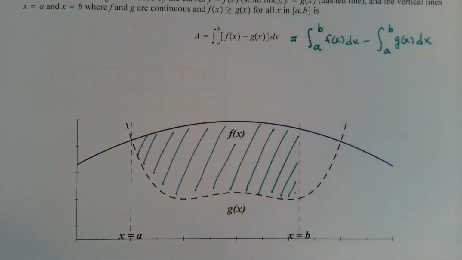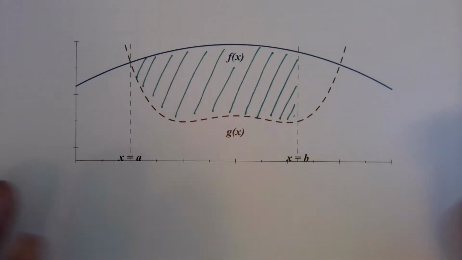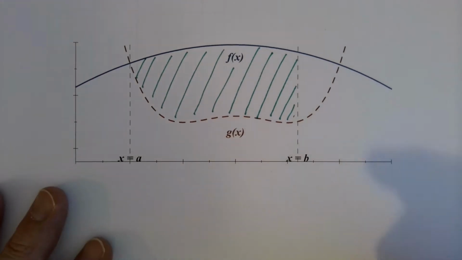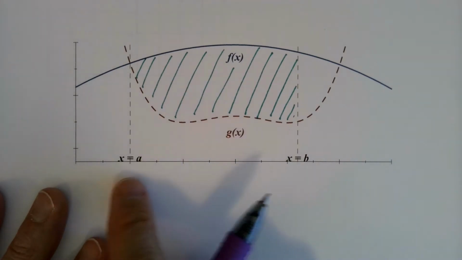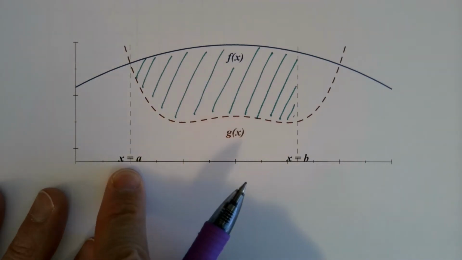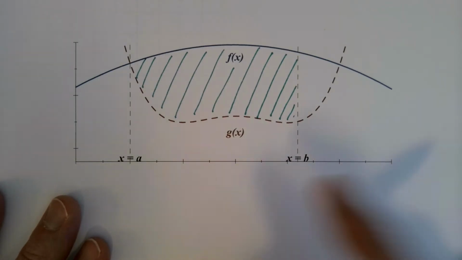I also want to do this because we're going to use this idea as we get into looking at not just area but volume shortly. Another way of thinking about this is if I were to estimate this area, going way back to the beginning, estimate it with rectangles, we can partition the interval from a to b into n equally spaced subintervals.